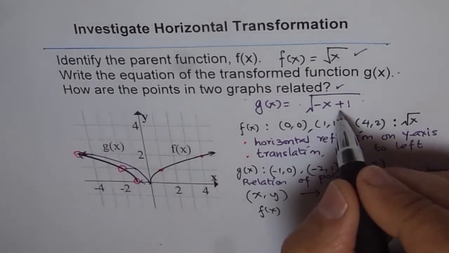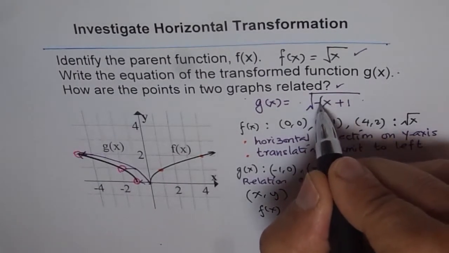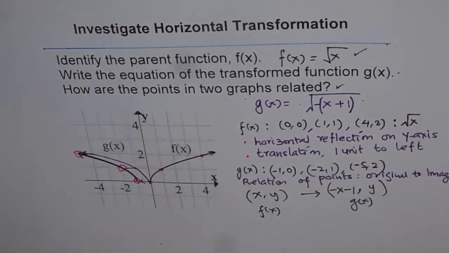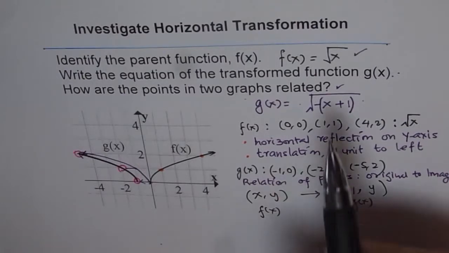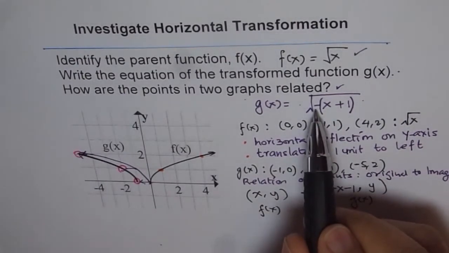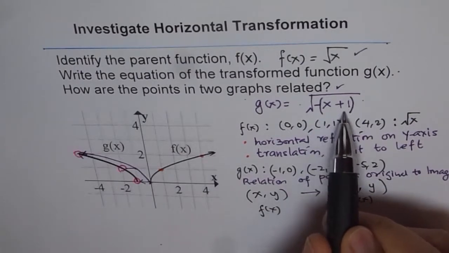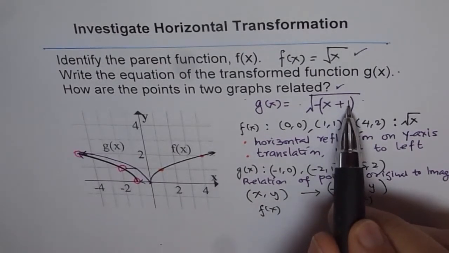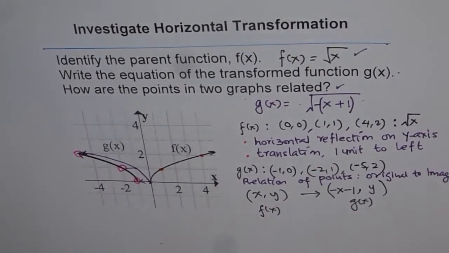So that is plus 1. But writing like this will make it wrong. Important thing here is you have to put this bracket here. So whenever we have a transformation which is horizontal in nature, we have to see the function as a whole. Remember that part. Now you see this minus factored out tells you that this whole function has been reflected on the y-axis, and then plus 1 says that you moved 1 unit to the left.